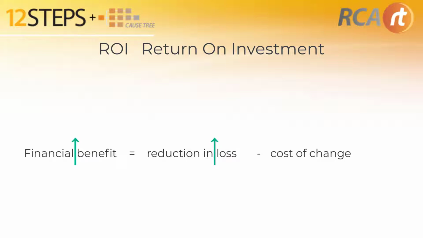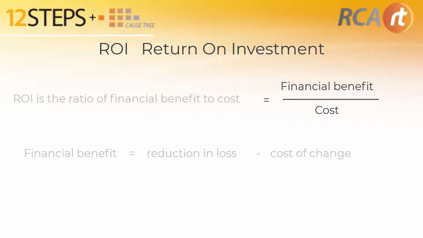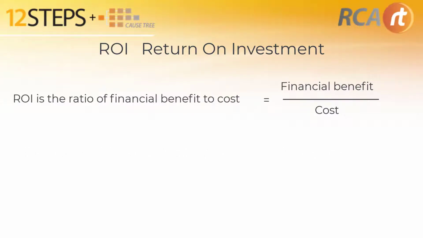Naturally, we want the financial benefit to be high and the cost to be low. So we want the ratio of financial benefit to cost to be high. This ratio is called return on investment. If the benefit is great and the cost is low, then the investment is much more desirable. So the ratio of financial benefit to cost is a good indicator of which solution is the best to work on.